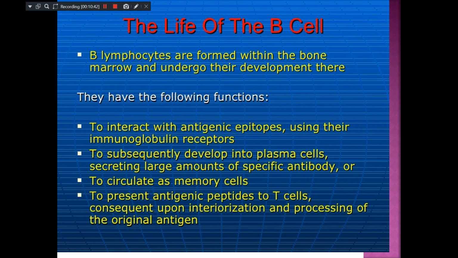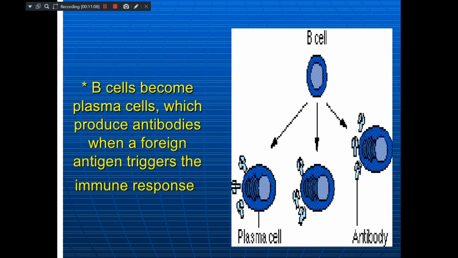Then apart from that, the B lymphocytes also sometimes present these antigenic peptides to T lymphocytes, because the T lymphocytes initiate the cell-mediated immunity. The T cells will directly engulf or destroy these antigenic peptides. So this is the role of the B lymphocytes.